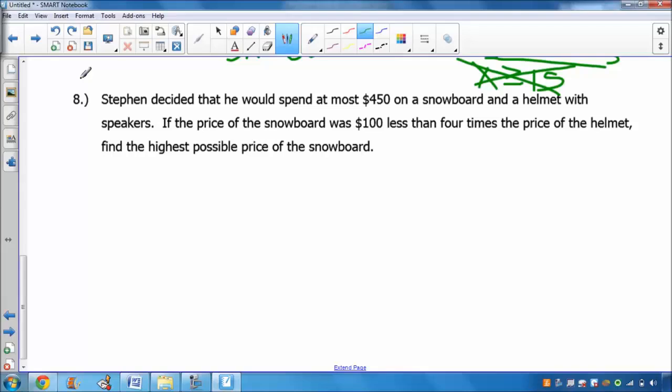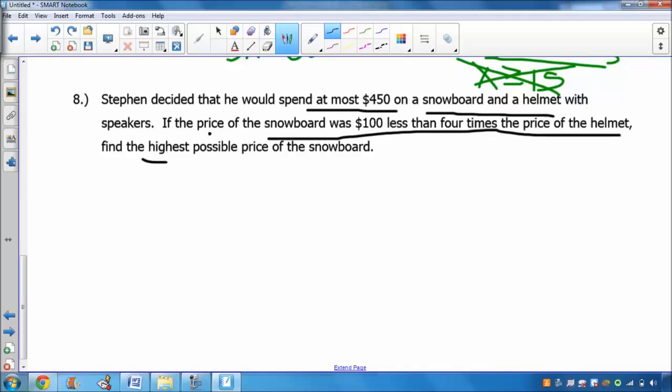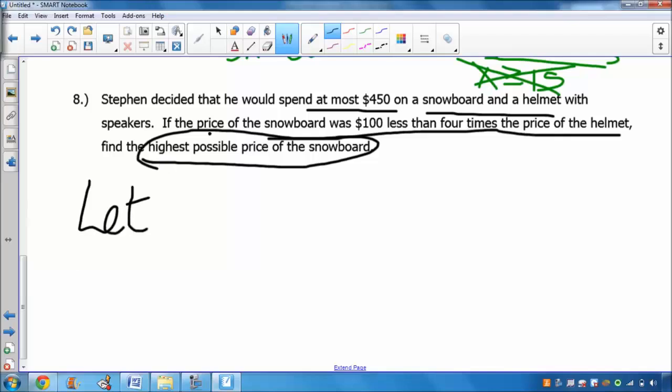Stephen said that he would spend at most $450 on a snowboard and a helmet with speakers. If the price of the snowboard was $100 less than 4 times the price of the helmet, find the highest possible price of the snowboard. Okay? So first of all, I have to ask myself, how many things do I not know? Well, I don't know the price of the snowboard and I don't know the price of the helmet. So that means I'm going to have to write 2 let statements. Now the question is, which one do I need to know first? Well, the snowboard is based on the helmet, so I need to have the price of the helmet first.